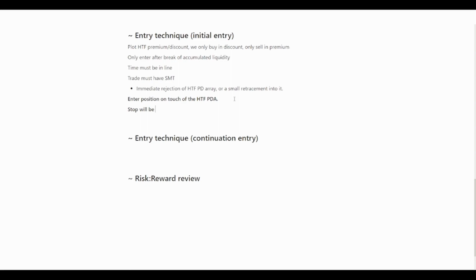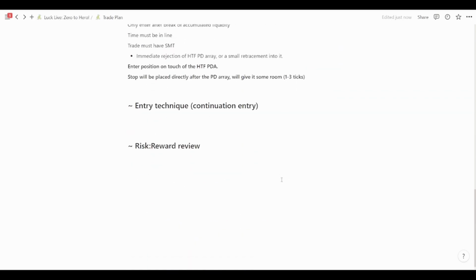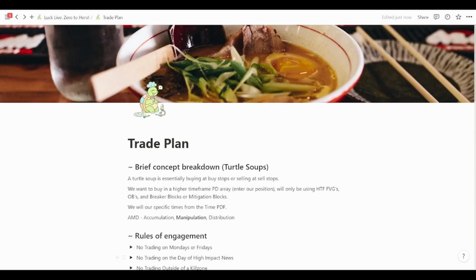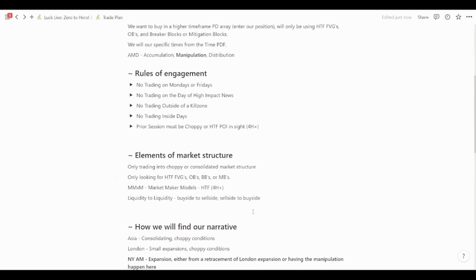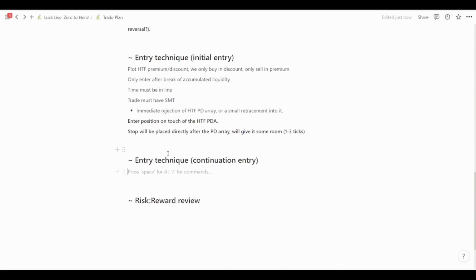So stop will be placed directly after the PD array. Give it some room, 1 to 3 ticks, potentially after the PD array. And that's going to give our trade enough room to breathe if we're right, and if we're wrong, it's going to stop us out really quickly. This is why I'm going to use this trading model and this trade plan, because if you're wrong, you're basically going to get stopped out right away, and as long as we manage our risk properly, we should be good to go.